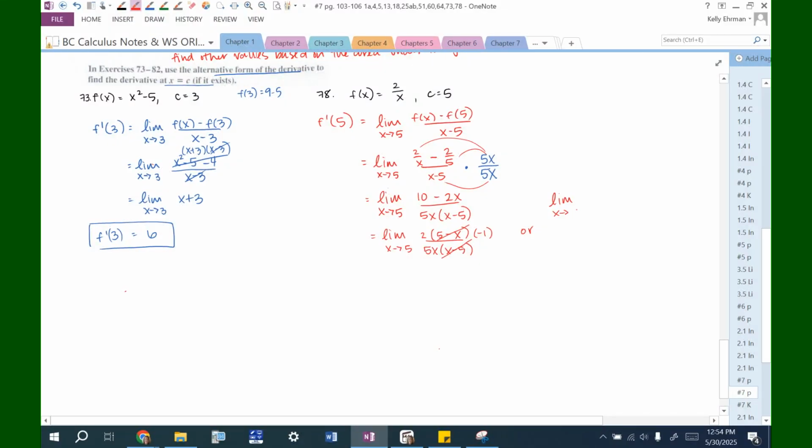Or if you don't like that, if you see that it's going to be backwards, you can say, I'm going to factor out a -2 instead. That would change this to -5 plus x, or x minus 5. And then it's a bit more clear, and you don't forget about the negative sign, that those cancel, and you're left with this. Either way, you're left with -2 over 5 times 5 if you evaluate. And so that is our answer for f prime of 5.